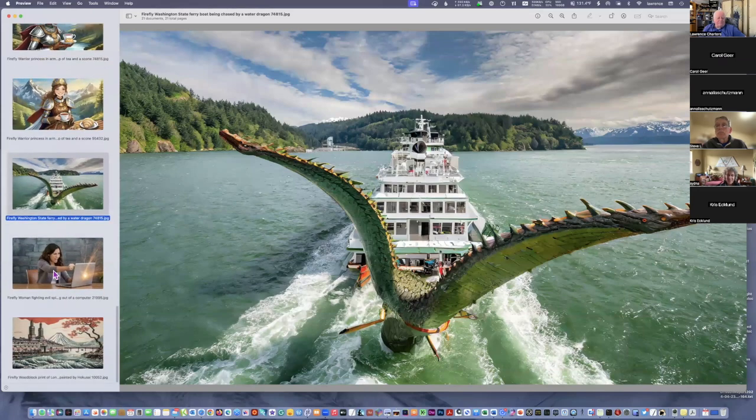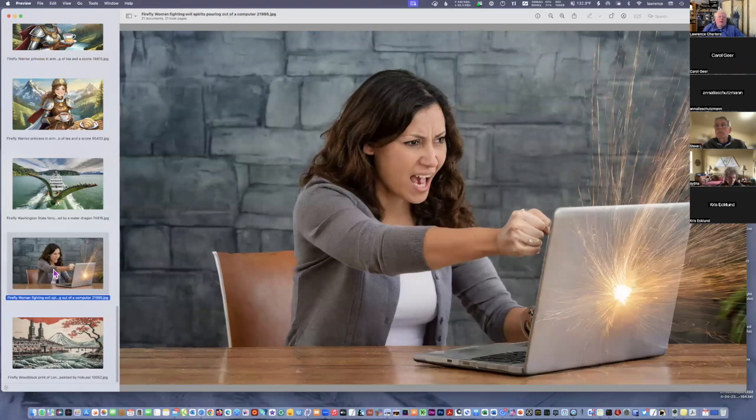Can't really argue with that. And here I said that a woman is fighting evil spirits pouring out of a computer. It looks to me more like electrical sparks than an evil spirit, but it's not bad. I can tell by the keyboard this is more like a Dell than a Mac, but you know, details.